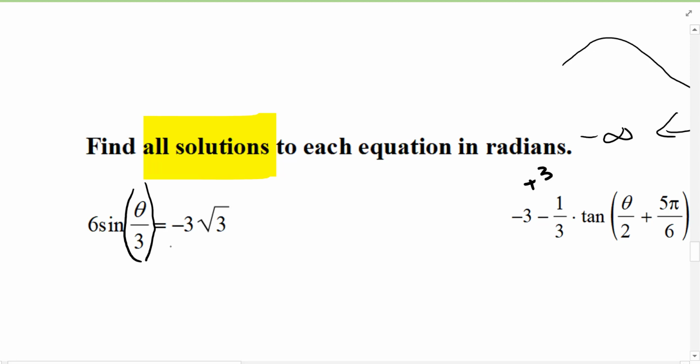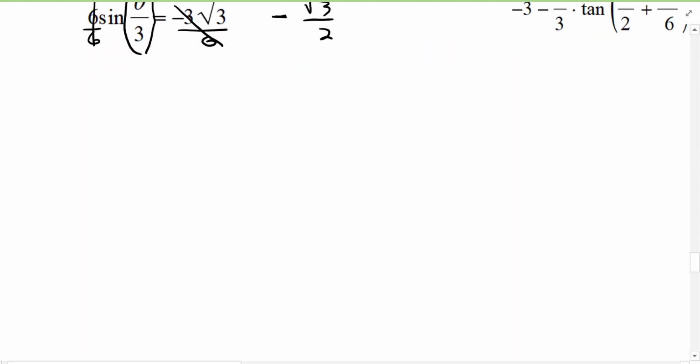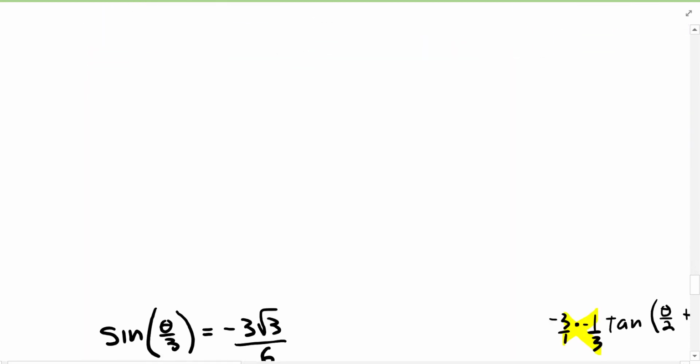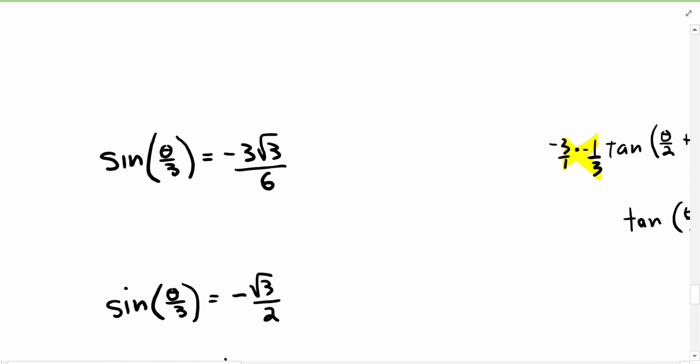I'm going to do something like this. All right, so we need to get the theta by itself. The first thing I'm going to do is divide both sides by 6. And then negative 3 over 6 simplifies to negative root 3 over 2. Then we're going to take the arc sine of both sides. And this is where you can look at the unit circle.